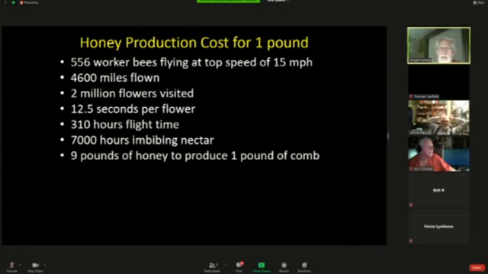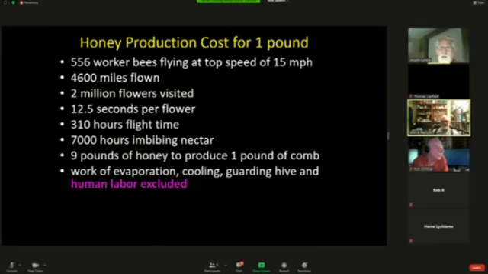Having to condense that nectar down to 9 pounds of honey to produce 1 pound of comb. Well, a gallon of water weighs 8 pounds, but a gallon of honey weighs 12 pounds. So that means they have to evaporate out a third of the volume of the nectar to get the honey.